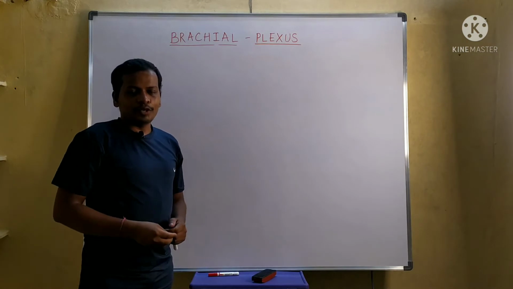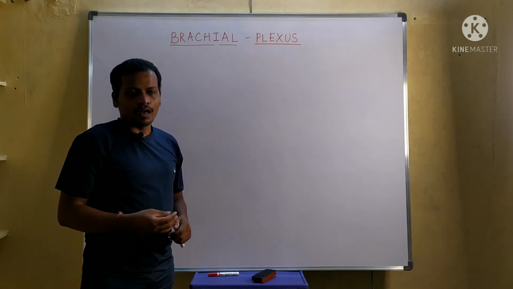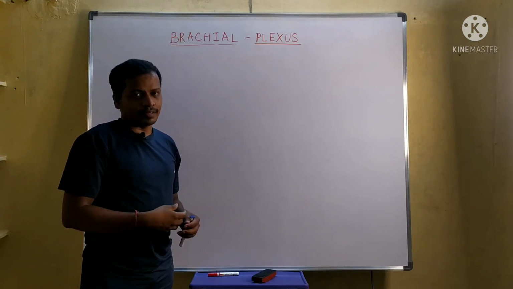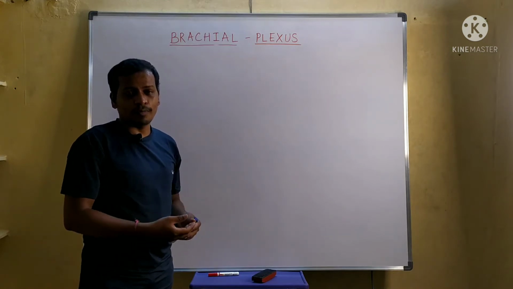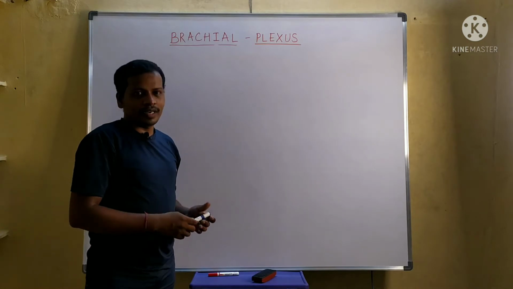I have started the anatomy series. First, do watch the spinal nerve, how it is formed and all, in order to understand the brachial plexus. In this video, we are going to discuss the brachial plexus, how it is formed and what are the branches of the brachial plexus. Okay, now let us start, guys.